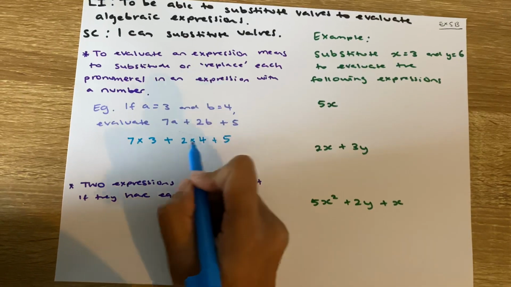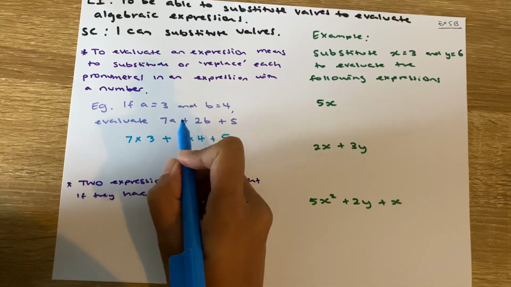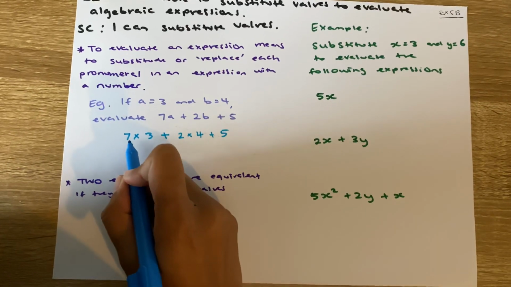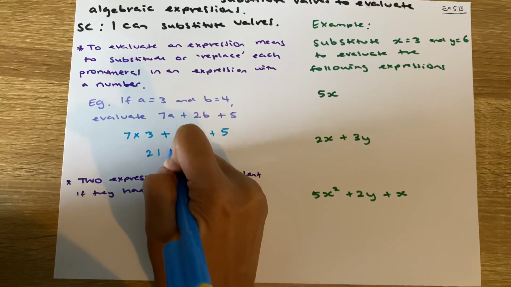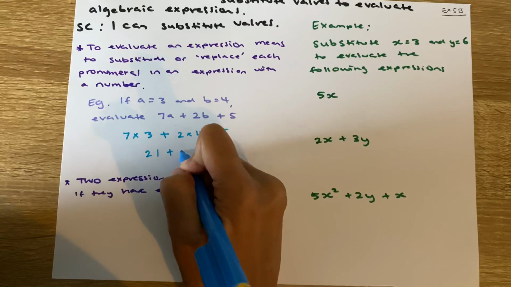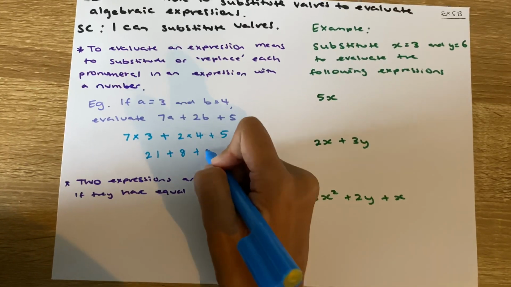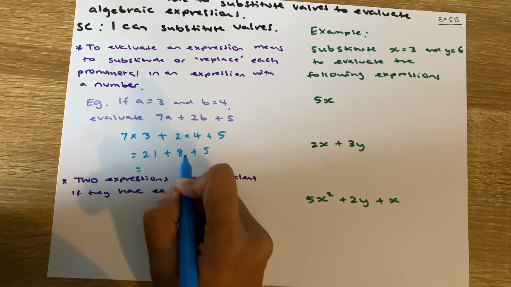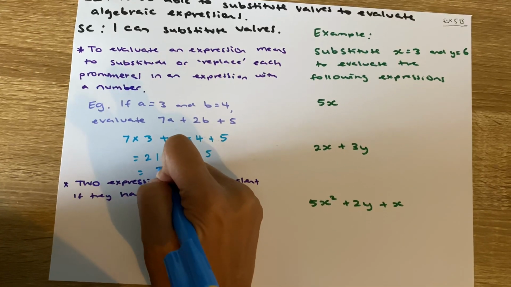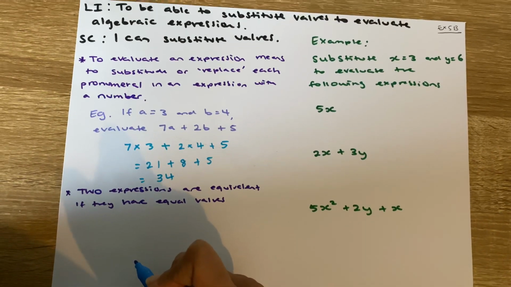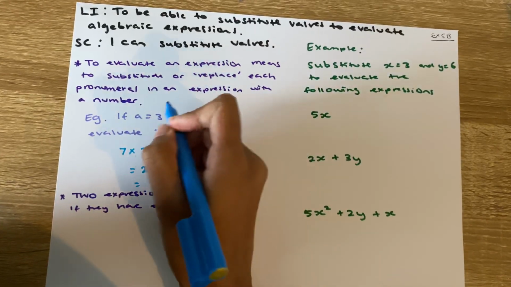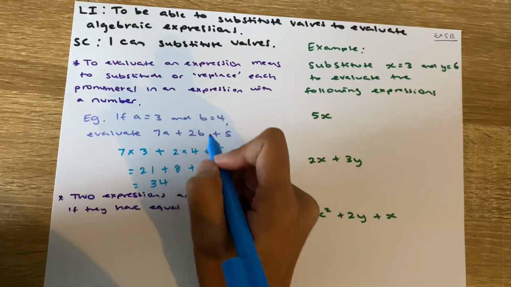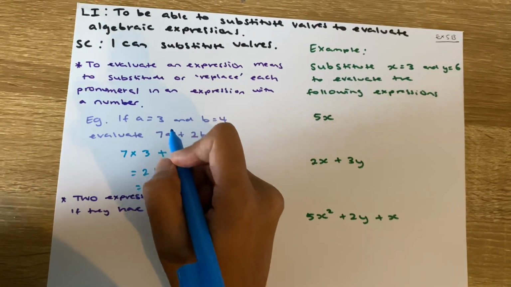So what I have done is I've substituted all of my letters, or all of my pronumerals, with the number that they represent. And then I figure it out. 7 times 3 we know is 21, plus 2 times 4 we know is 8, plus 5. Then 21 plus 8 we know is 29. 29 plus 5 is 34, and that is my answer. So the way that we evaluate an expression is we substitute, or replace, the pronumerals with the number that we've been given.